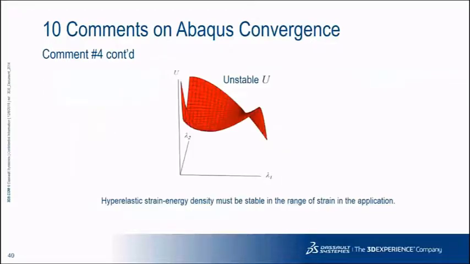Here's just an example of an unstable hyperelastic strain energy density. I'm stretching the material, that's lambda 1 and lambda 2, and I get less energy even though I stretched it more, which is not really reasonable. And so you want to avoid these unstable hyperelastic material models in the strain ranges of your application.